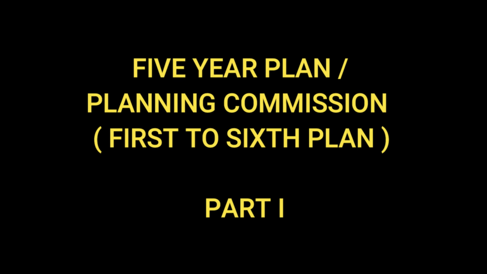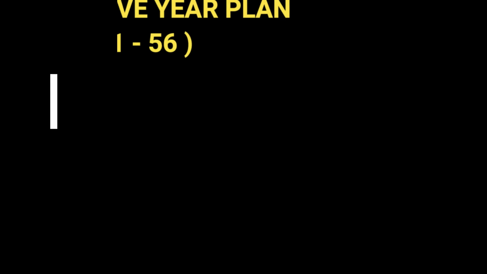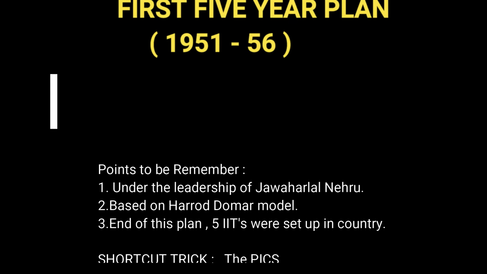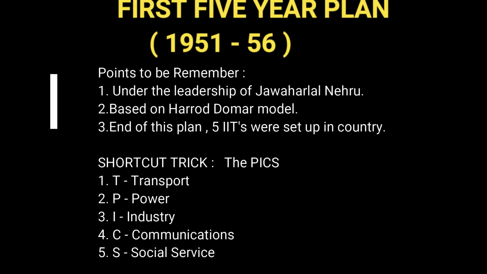In this video, we will see about 5-year plan or planning commission from first to sixth plan. First 5-year plan 1951 to 56. Points to be remembered. First, under the leadership of Jawaharlal Nehru. Second, based on Harrod Tomar model. Third, end of this plan, 5 IITs were set up in country.